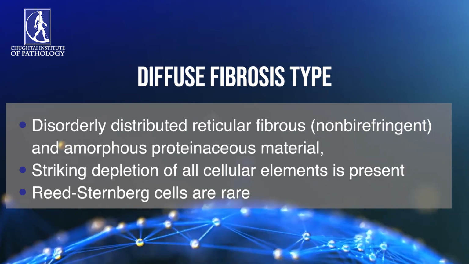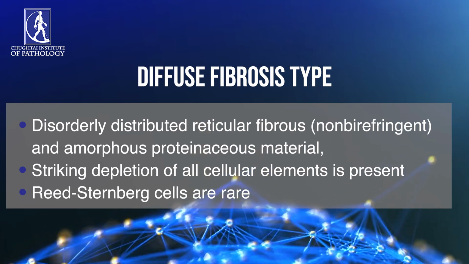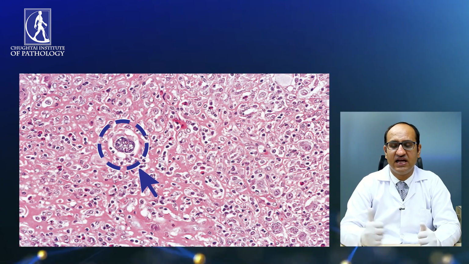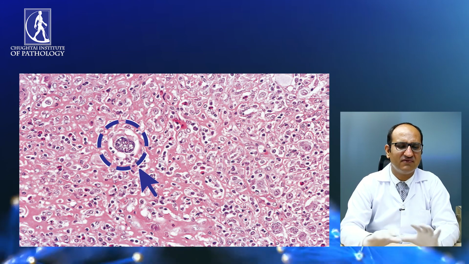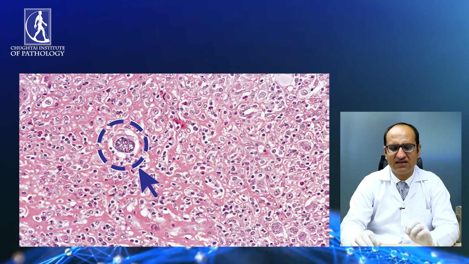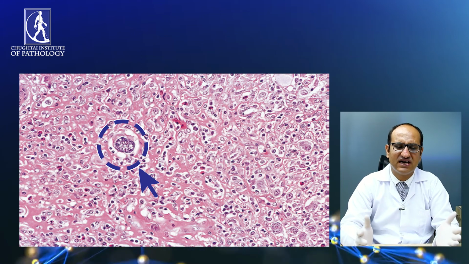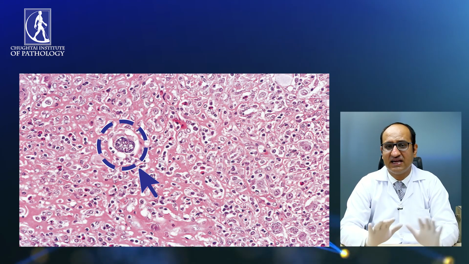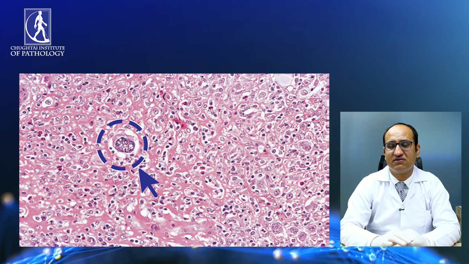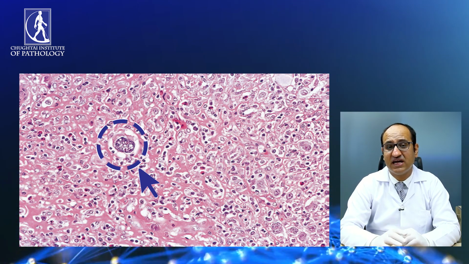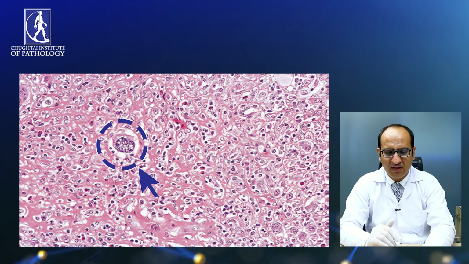The most common cell seen in lymphocyte depleted Hodgkin lymphoma is the pleomorphic RS cell. Here you can see in this picture there is a striking loss of all the elements, but few scattered eosinophils, lymphocytes, histiocytes and few plasma cells are seen, and there is dense fibrosis in the background, and scattered large cells with prominent nuclei, that is a pleomorphic type of RS cell, are also seen.